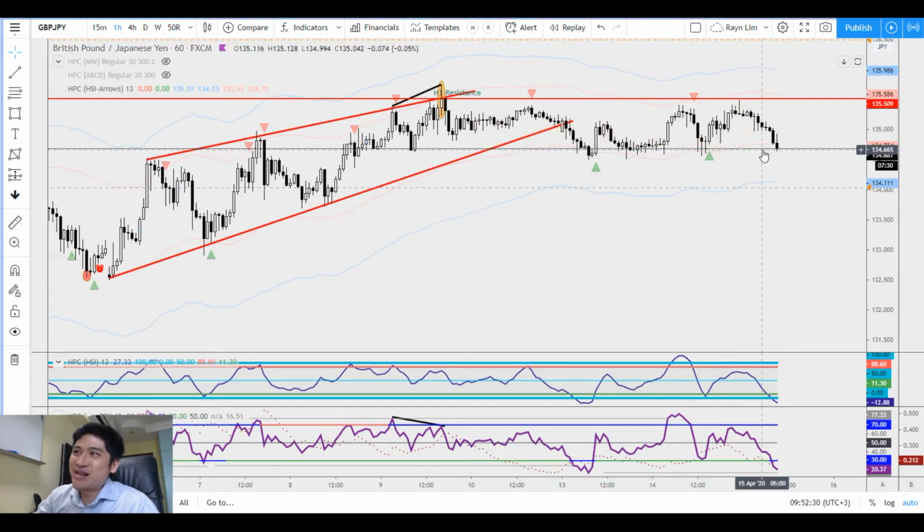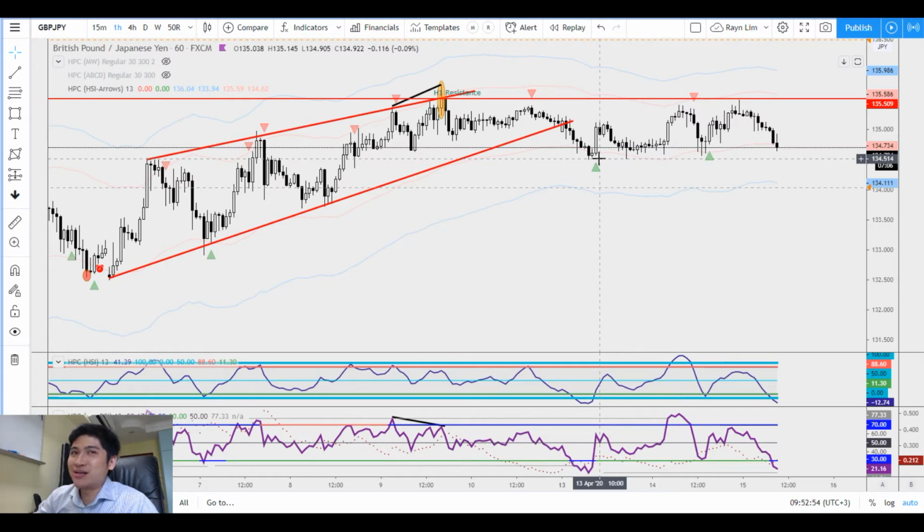So really seriously waiting for this break of the support. In fact, at this price, I can choose to enter again. Can you see? Arrow appears, magic candle. I can choose to enter again at this level. But I would prefer a break and close below this line, and the retracement before I enter the trade.